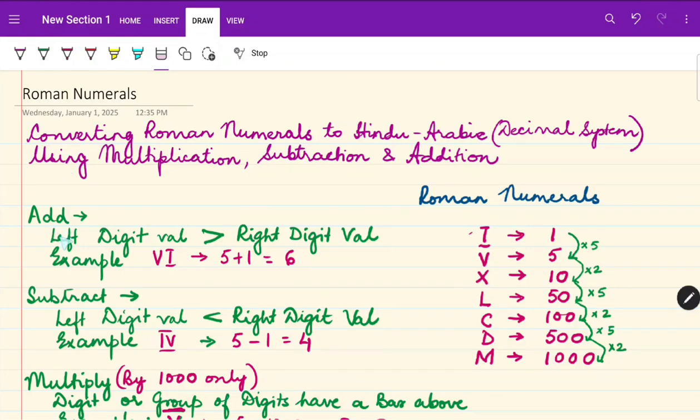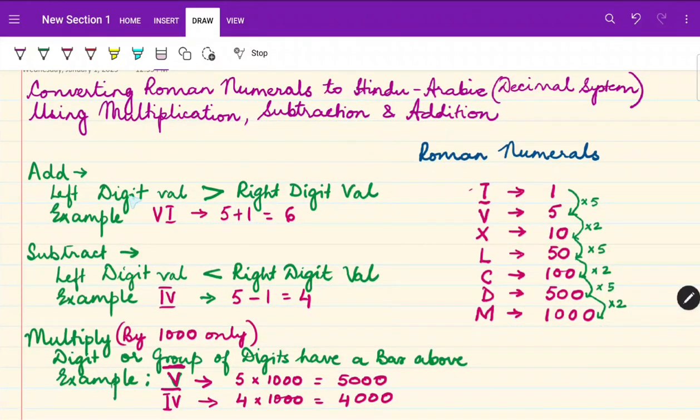Now, in order to obtain a number by adding, this is the rule we must follow. Again, we've gone through an example of this in a previous video, but I'm just reviewing it in case you haven't had a chance to go through the previous one. So we add the values of the digits when the left digit value is greater than the right digit value. So this symbol means greater than. So if the left digit value is greater than the right digit value, then we add.